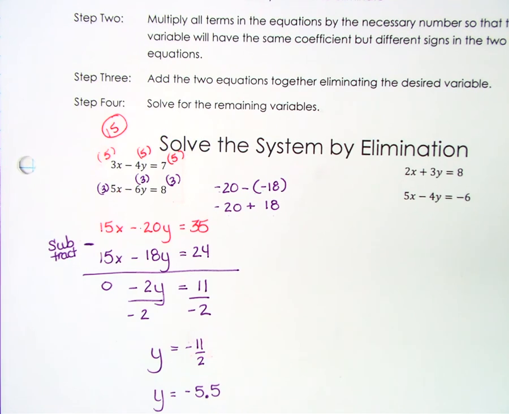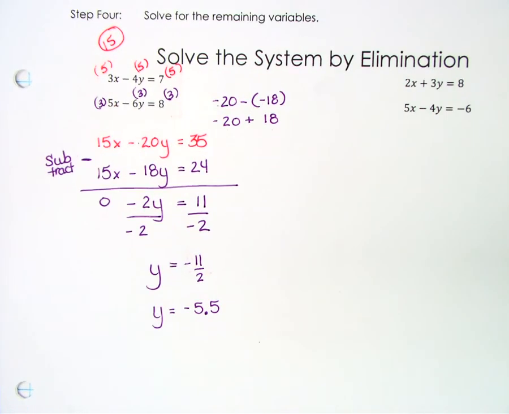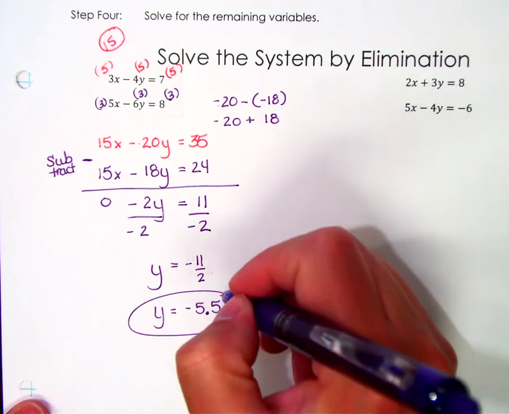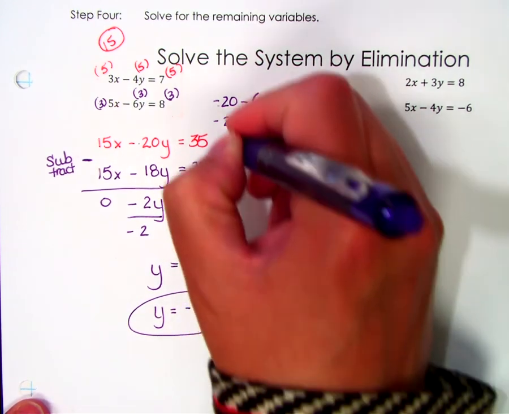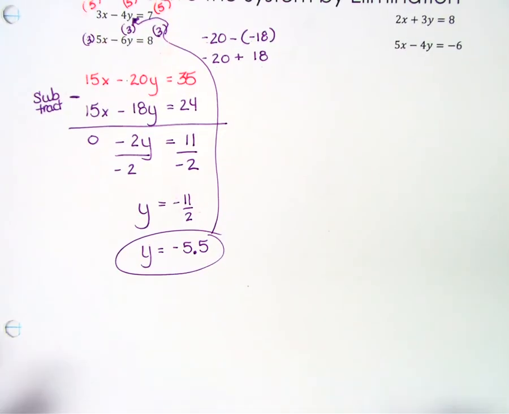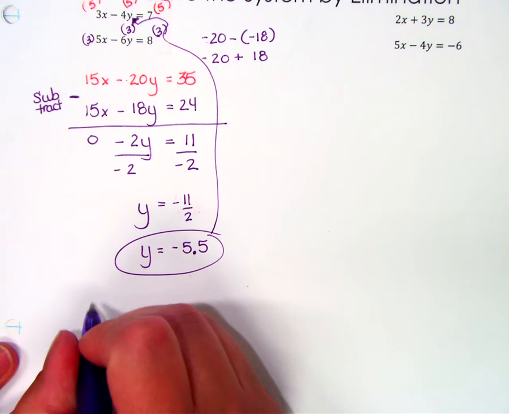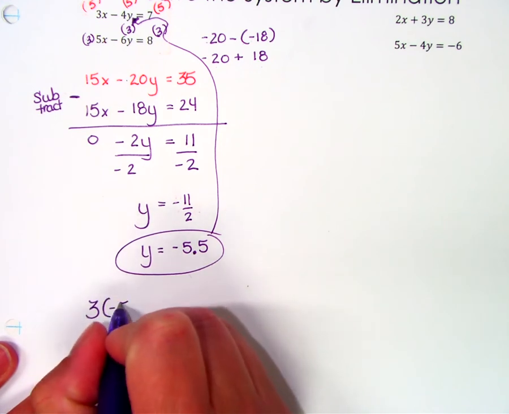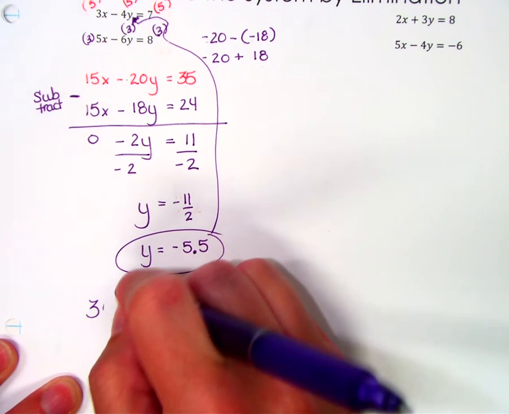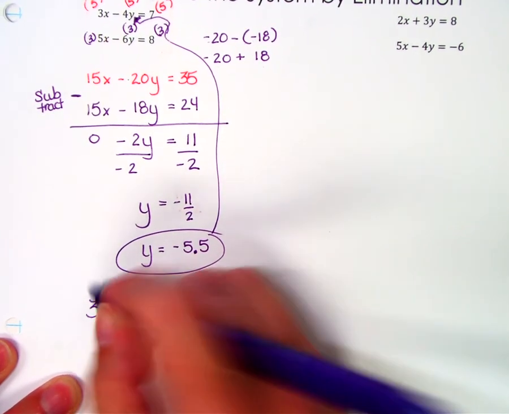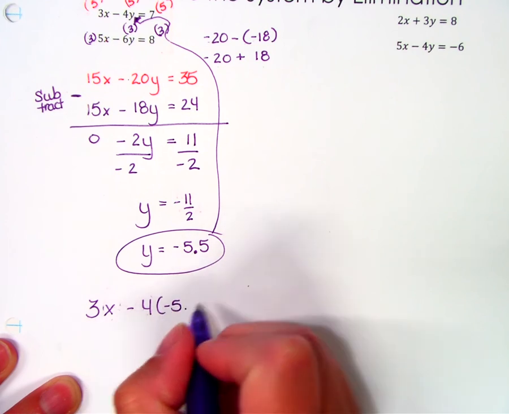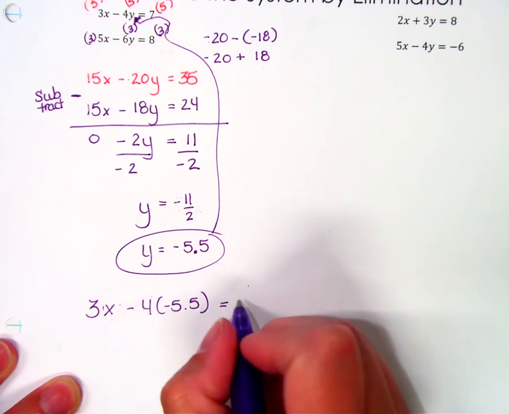All right. So we solve for one variable. All you're going to do is take this and put it back into an original equation where you see y. Okay? So I picked the first one just because it had smaller numbers, but it will work if you put it into either of them. That is not correct. It's 3x minus 4, negative 11 over 2.